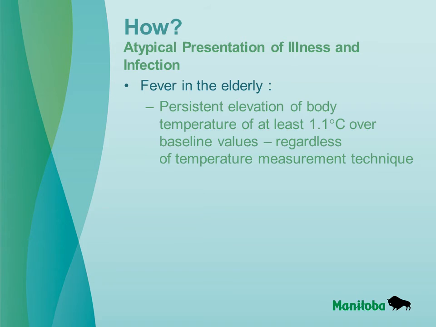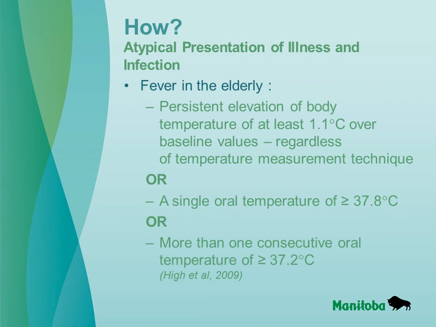Due to the frequency of an altered febrile episode in the older elderly, a new definition of fever has been proposed by some experts. It has been suggested that fever be defined as persistent elevation of body temperature of at least 1.2 degrees Celsius over normal values, regardless of temperature measurement technique, or a persistent elevation of oral temperature of 37.2 degrees Celsius or greater, or a rectal temperature of 37.5 degrees Celsius or greater, on repeated measurements.